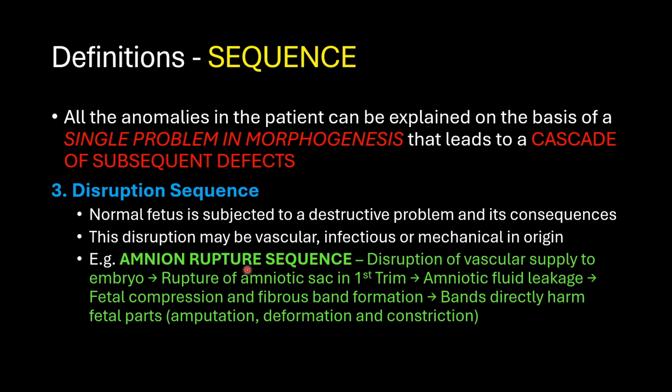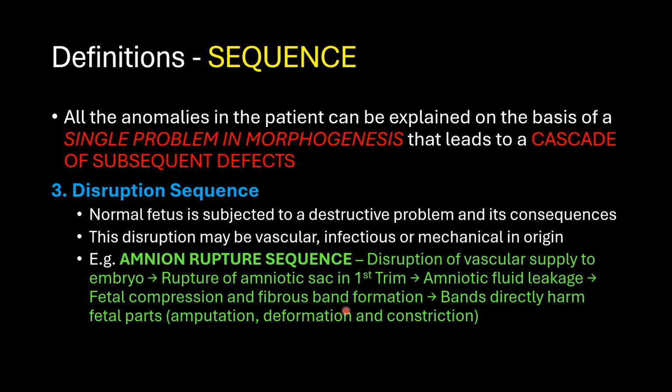So what is amnion rupture sequence? The fetus is basically normal here, just like deformation sequence. But a destructive problem happens. What is the destructive problem? The disruption of the vascular supply to the embryo. What does it lead to? It leads to rupture of the amniotic sac in the first trimester. That leads to leakage of amniotic fluid, which leads to fetal compression and fibrous band formation.